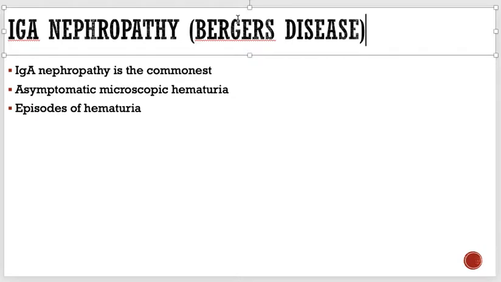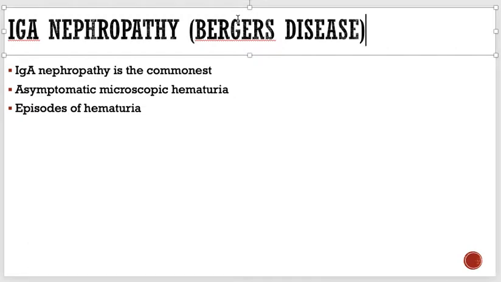So as you know, IgA is an immunoglobulin. Simply, it's glomerulonephritis, so there is inflammation in the kidney going on. IgA nephropathy is the most common glomerulonephritis, okay? And what happens in this one is basically that the IgA antibodies get deposited on the glomerulus, right?